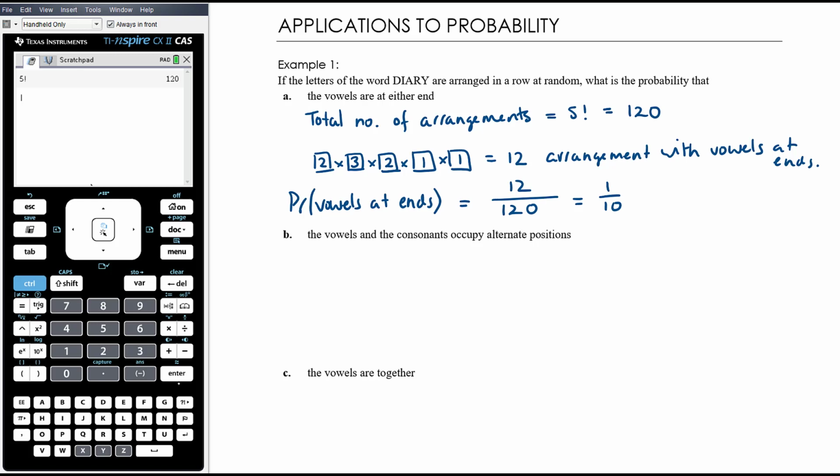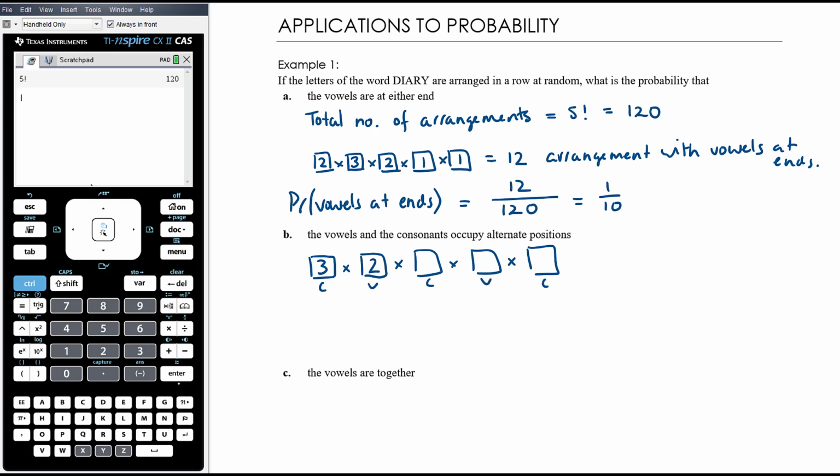Okay, part B, the probability that the vowels and the consonants occupy alternate positions. So again, we're going to have our 5 positions. Now, in this particular example, it's not an option for the arrangement to start with a vowel because we only have 2 vowels. So if they're to alternate, we must have consonant, and there's 3 consonants, followed by vowel, and there's 2 vowels from which to choose. So we're going to have consonant, vowel, consonant, vowel, consonant.